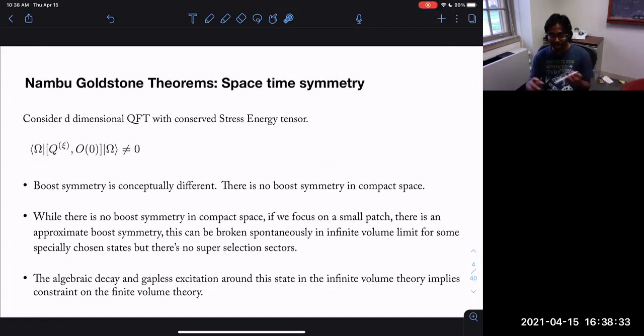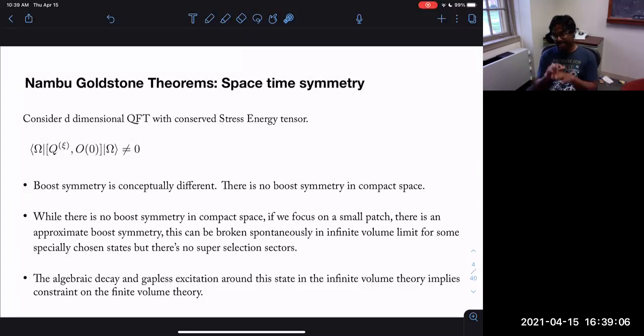So while there is no boost symmetry in the compact space, suppose you take the theory on R times S^(d-1), so you have a spatial sphere. If you look at a very small patch of the spatial sphere, you will see that there is an approximate boost symmetry, because on that small patch it looks like a flat thing. This approximate boost symmetry can be spontaneously broken in the infinite volume limit, and looking at the small patch basically means you are taking the infinite volume limit. So in that limit, this approximate boost symmetry can be broken.